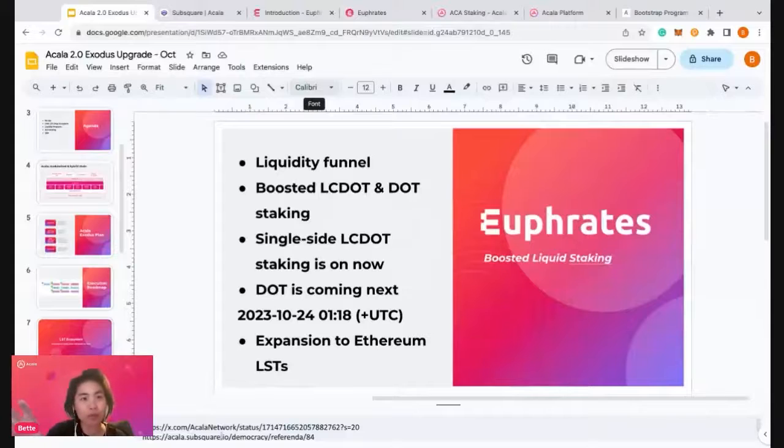So Euphrates actually fulfills some of the main objectives there. And it's doing pretty well given where the market is at. So far, I can report that there's over 2.2 million LCDOT, which is 1-to-1 to DOT, that has been staked. And I think 84% or 85% plus of the participants are staking 1,000 LCDOT or lower, right? So that's predominantly individual participants.